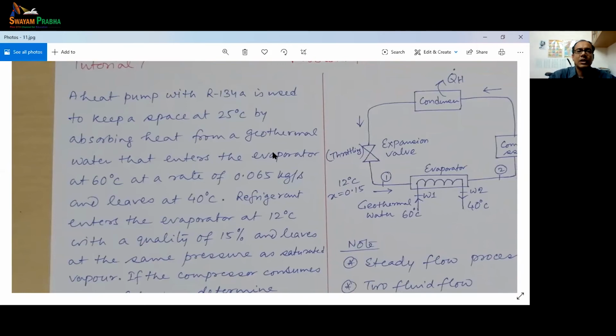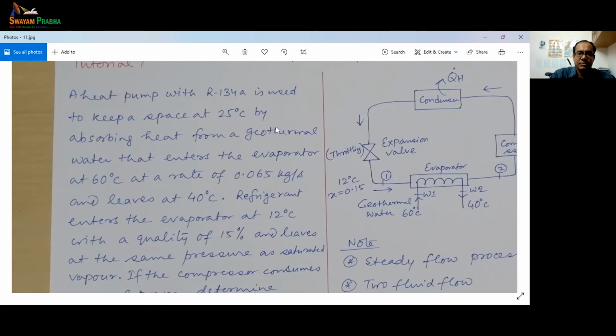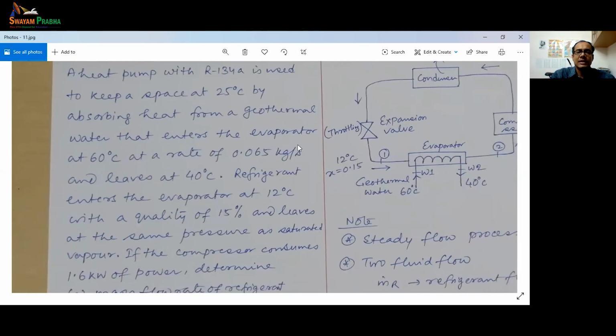Okay, so geothermal water means what? Below the earth's crust, there is heat from the core of our planet Earth. Okay, and that is why we get a much hotter temperature if we use geothermal water. So heat is getting absorbed from the geothermal water that enters the evaporator at 60 degrees centigrade.